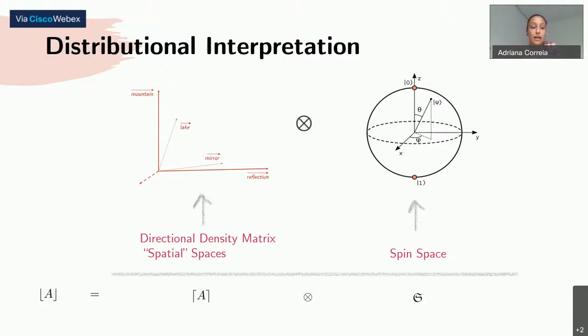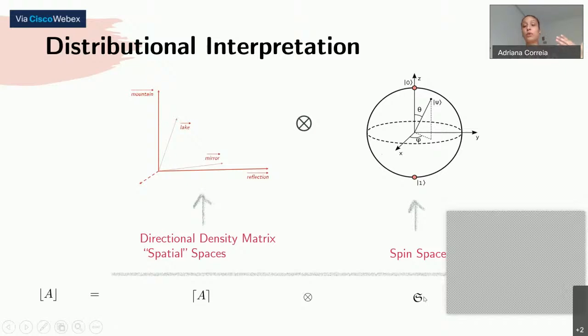For that, we will have a morphism that will send each syntactic type to the distributional interpretation that will be formed by the tensoring of the spatial part with the spin part. Notice that each spatial part will be a counterpart of a syntactic type, where spin space will be just one. For example, we will use a two-level spin space, but in principle, it could be any dimension.